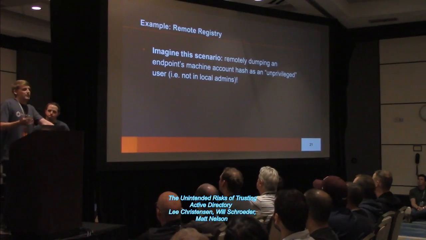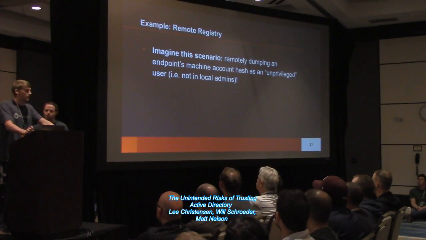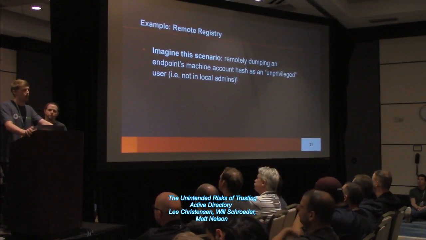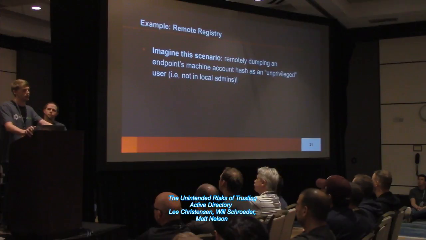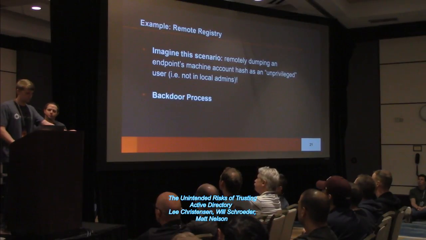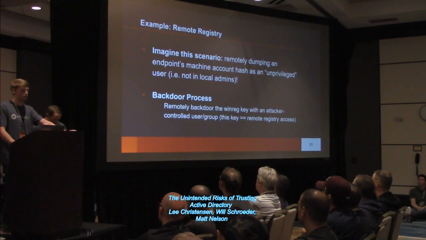So this kind of attack, or this kind of backdoor persistent access, is set up to allow an attacker to remotely retrieve a remote computer's machine account hash without having any administrative access to that host, due to a very granular DACL change that we've made. So the process for backdooring this would look something like this.